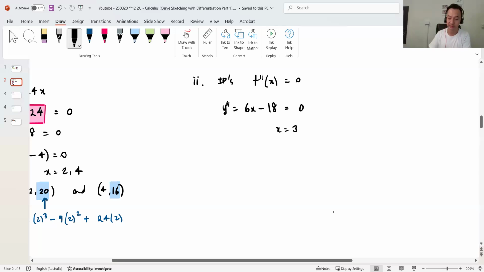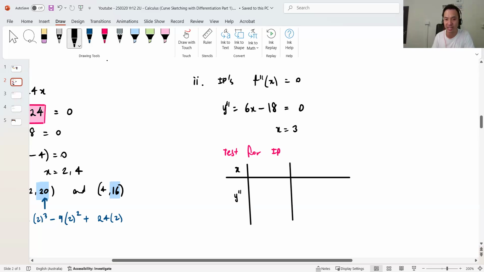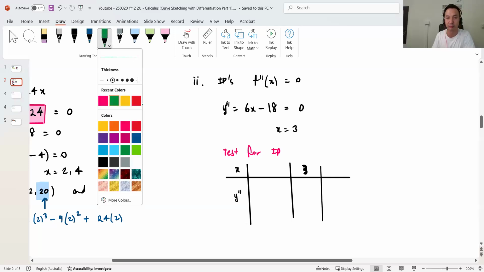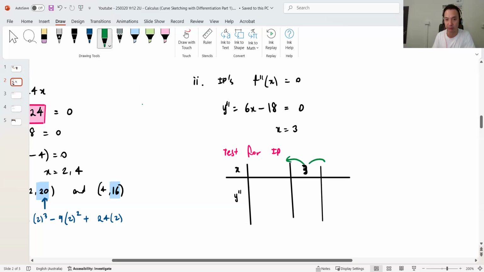But there are some cases where the inflection point doesn't work, right? So this one here, I've got to test, right? So test for IP. And when you test for inflection point, you need the table method, right? So then you draw up x and second derivative, because I want to see the second derivative flip when I sub in a number. So that was 3. Now, technically, because it's 3, you don't have to go plus and minus 1. You can go plus and minus 0.1. You can go plus and minus 1, right? Doesn't matter.